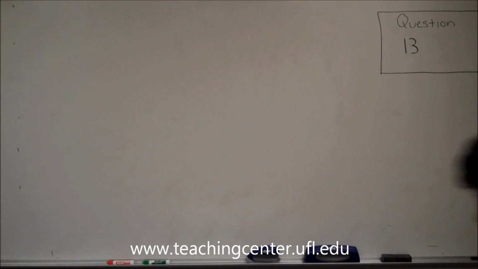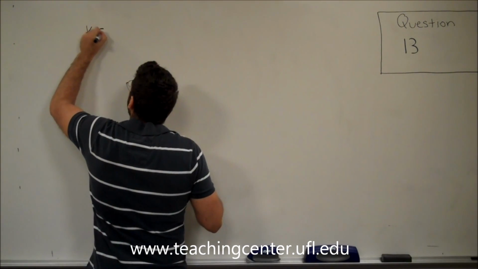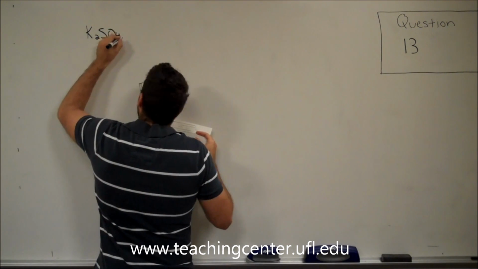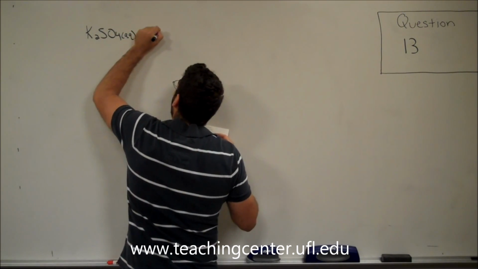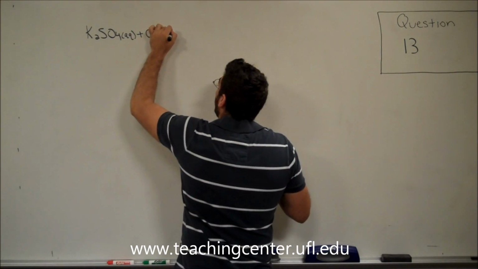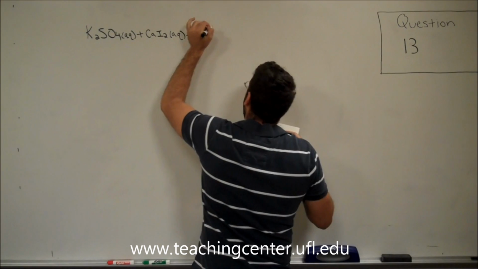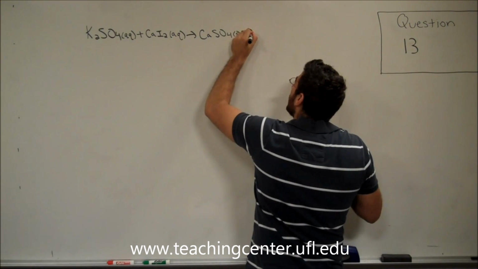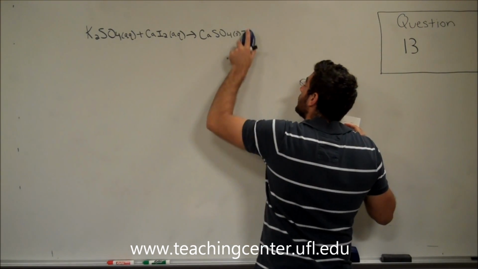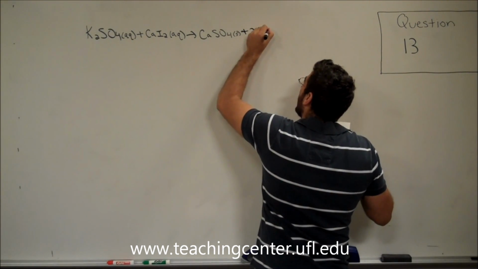Question number 13 wants us to figure out what are the spectator ions in the following reaction. So it gives us K2SO4, which is aqueous, plus calcium iodide, CaI2, also aqueous, and it's going to yield calcium sulfate, which is CaSO4 solid, plus 2 potassium iodide aqueous.